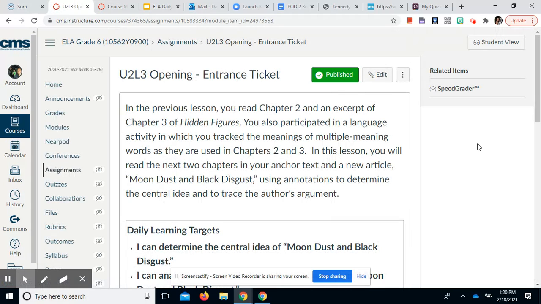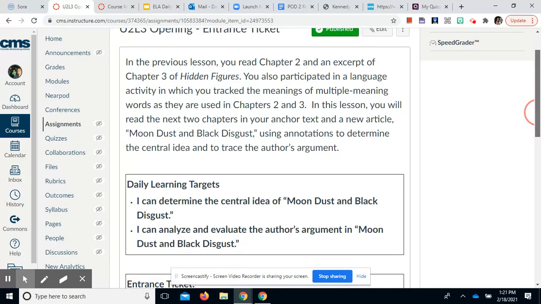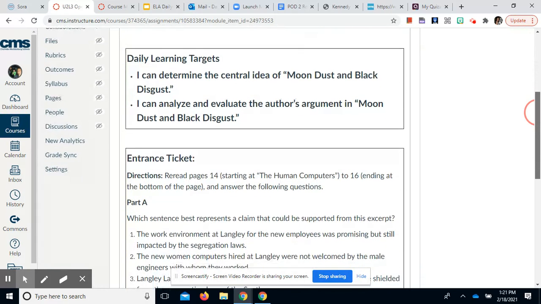In the previous lesson, you read Chapter 2 and Chapter 3 of Hidden Figures. You also participated in a language activity in which you track the meanings of multiple meaning words as they are used in Chapters 2 and 3. In this lesson, you will read the next 2 chapters in the anchor text and a new article called Moon Dust and Black Disgust, using annotations to determine the central idea and trace the author's argument.